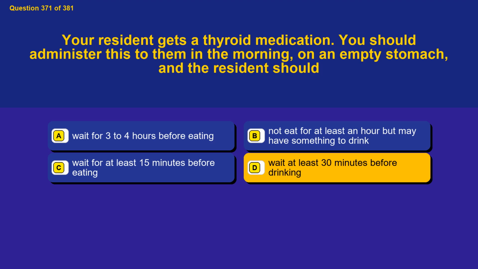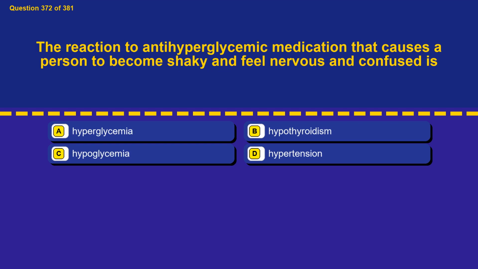The correct answer is option D, wait at least 30 minutes before drinking. Question 372. The reaction to anti-hyperglycemic medication that causes a person to become shaky and feel nervous and confused is: Option A, hyperglycemia. Option B, hypothyroidism. Option C, hypoglycemia. Option D, hypertension.